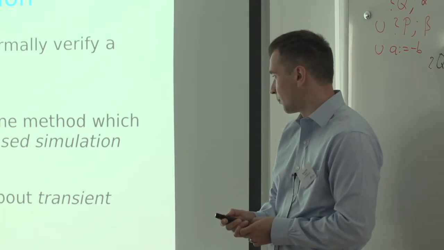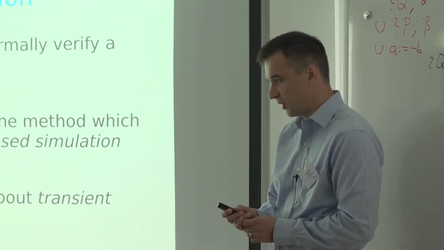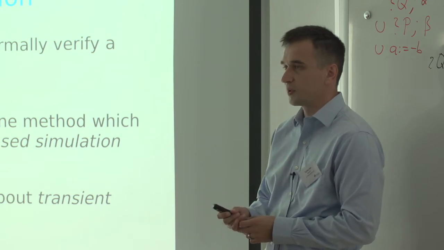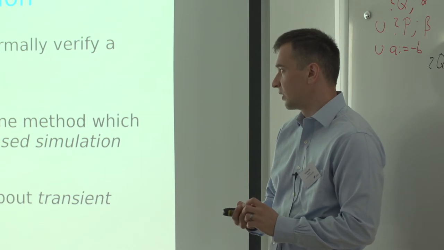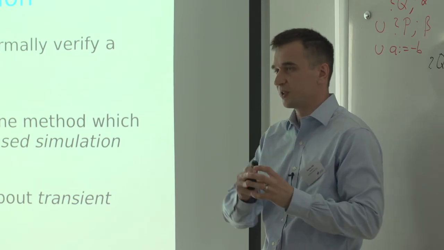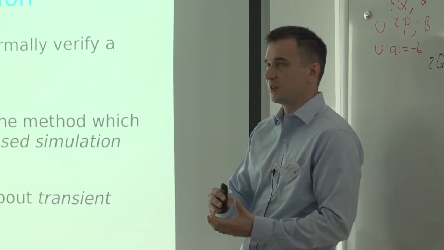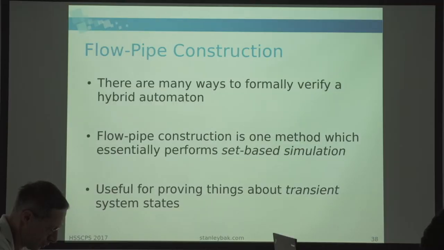And so it's useful for proving properties about transient system states. So this is in contrast with, if you look at traditional control theory, you might be interested in stability properties. Is the system stable? Reachability, you would get behaviors from the initial set of states after some finite time, usually have a time bound. Does the system stay safe for those states?